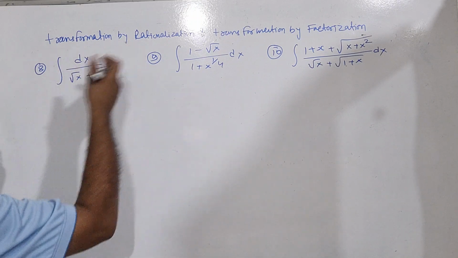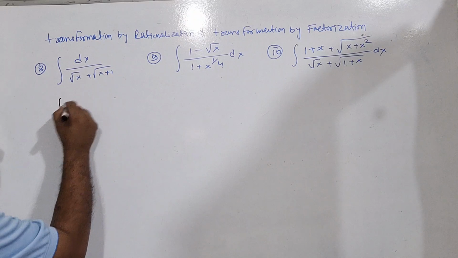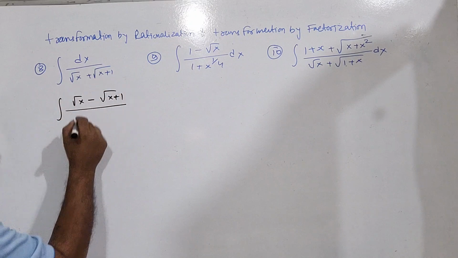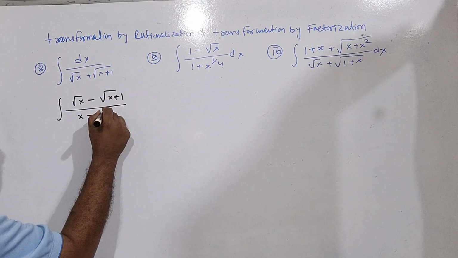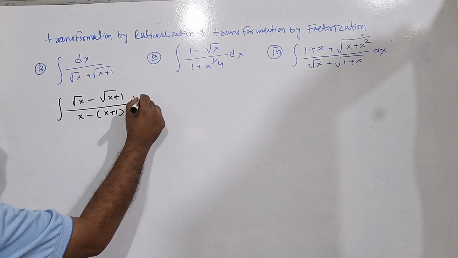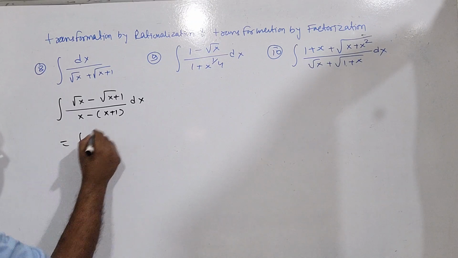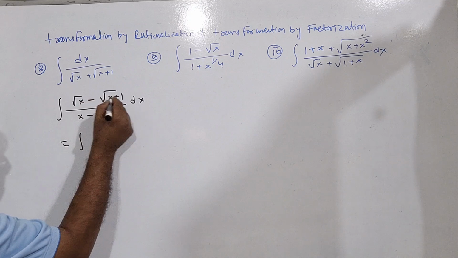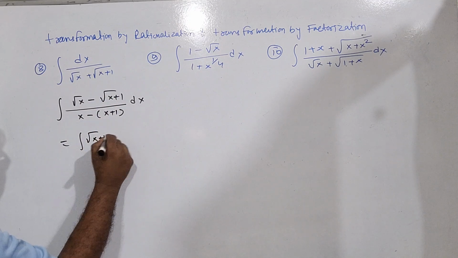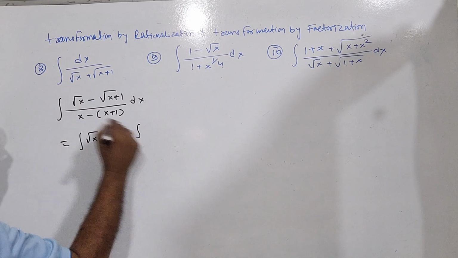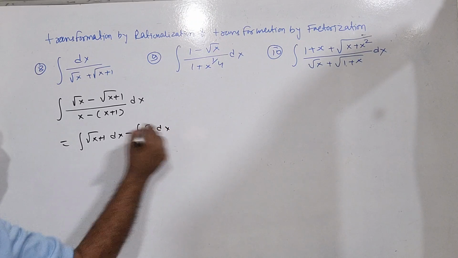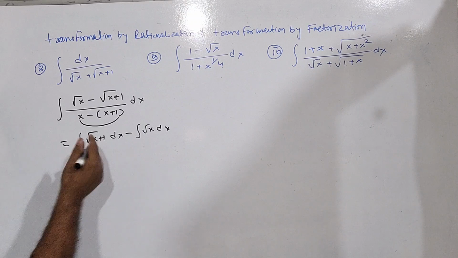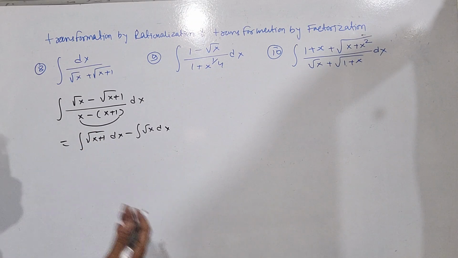And how can we do that? Here I can simply rationalize. So if I rationalize, root x minus root of x plus 1, multiplied and divided, we get x minus x plus 1, dx, simple. So what is that? Minus minus cancel, x minus x minus 1, so this minus will become plus, that is integration of root of x plus 1 dx minus integration of root x dx, because the denominator becomes -1, so we multiply the minus. Now I can easily apply this x to the power n formula.